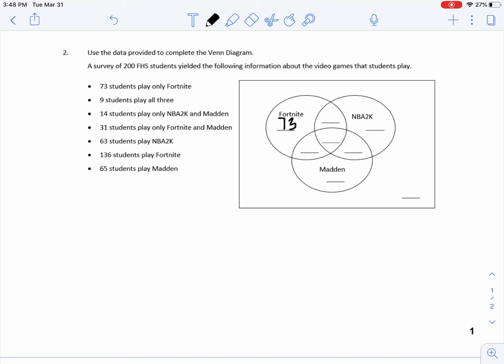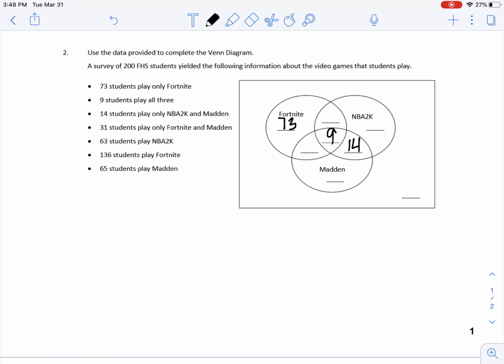Then it says 9 students play all 3. So that would be our overlap of all 3 circles. Right in the middle, we have 9. The next bullet point says 14 students play only NBA 2K and Madden. So that would be our overlap between the NBA and the Madden, which is right here. So only those two. That's not including any overlap with Fortnite.